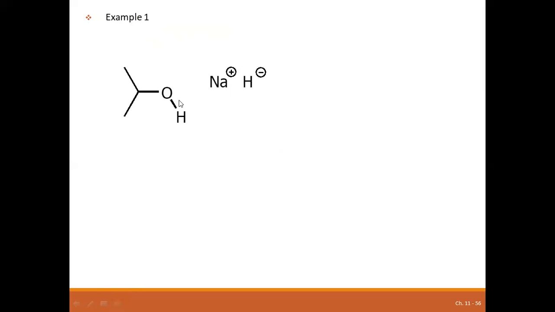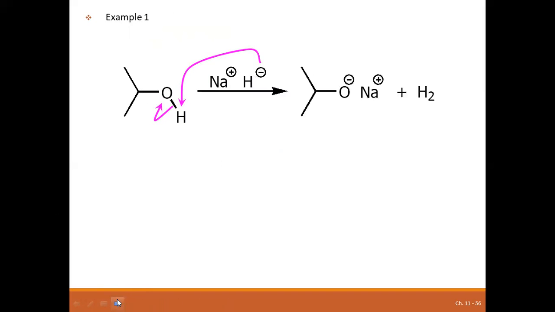As an example, you have your sodium hydride and your alcohol here. What happens is that the hydride will abstract the proton from your alcohol. This is a very strong base, and you get your alkoxide, O minus, with sodium, and you'll get hydrogen as a product.